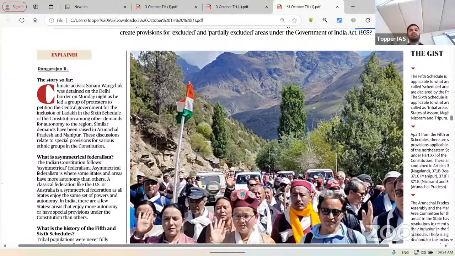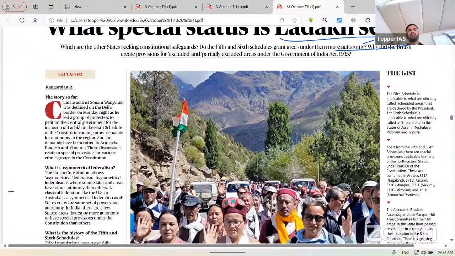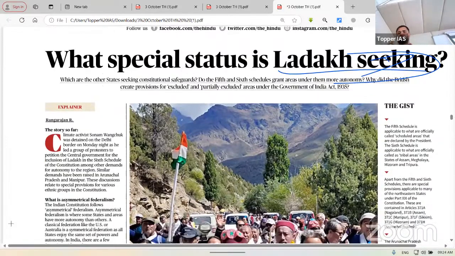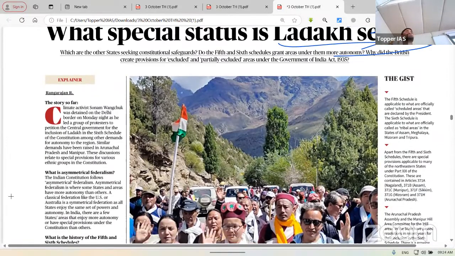So what is happening here? There is a demand by Ladakh. It is demanding the 6th schedule. The 6th schedule, as you already said, is the administration of tribal areas. The 5th schedule is about scheduled areas and scheduled tribes, whereas the 6th schedule is about tribal areas.